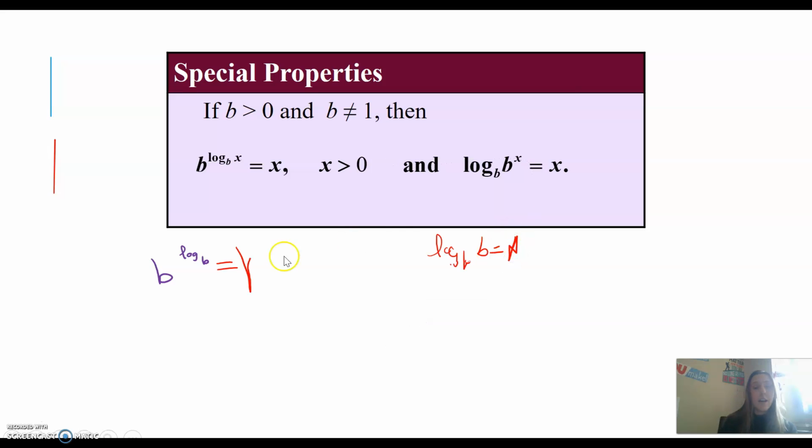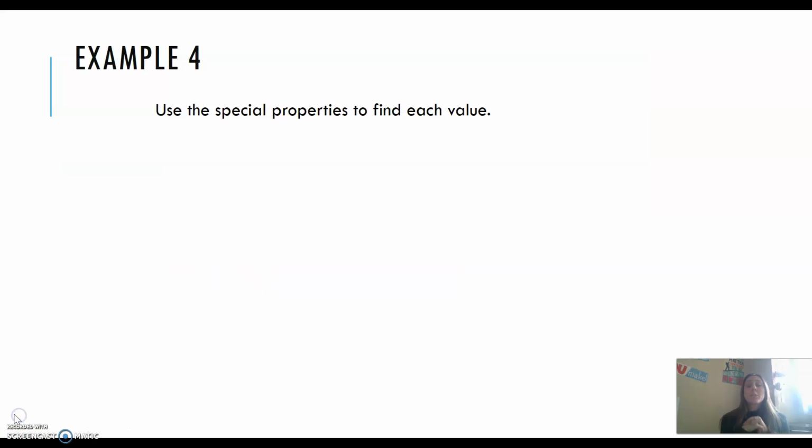All right. Make sure you get that in your notes. This part right here is something that I am going to ask you to memorize: b to the log base b of b is 1. Please memorize that. Okay, so we're going to use some special properties, and we're going to try this out.